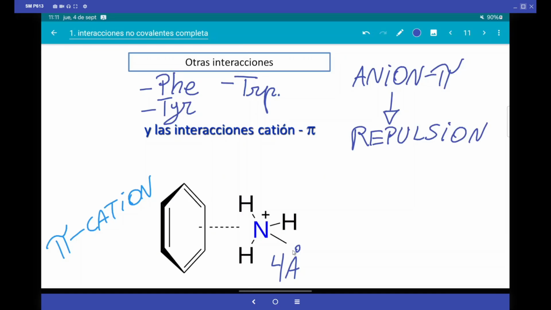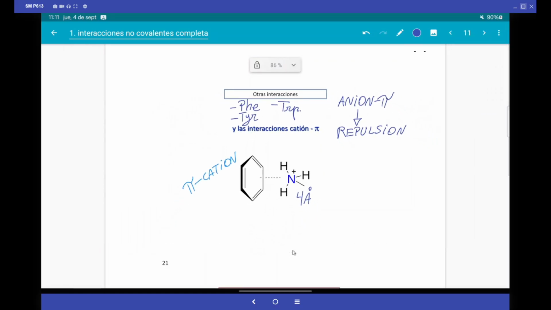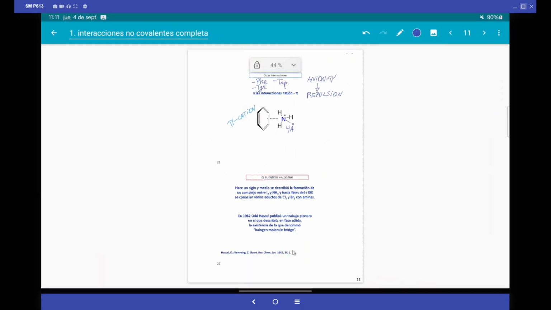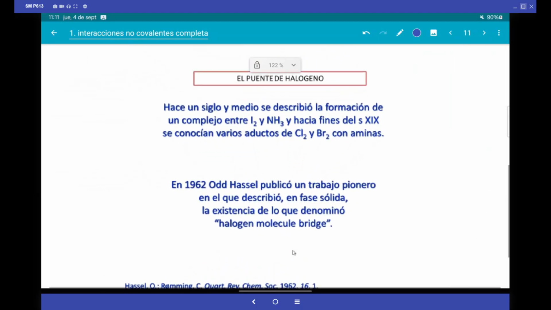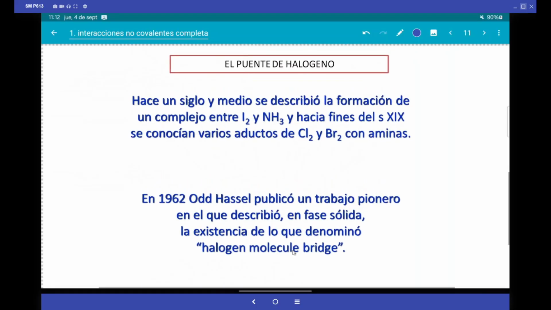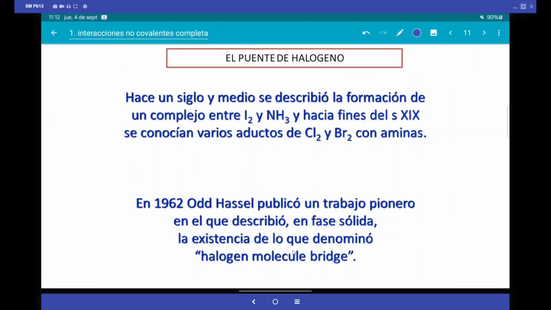Well, all this is going to serve for the design of drugs, because one of the objectives of this course is that you are able to design drugs with qualitative tools, without even needing to resort to great technological advances. You will be able to design very well. And finally, the last interaction that we lacked to see, the halogen bond.